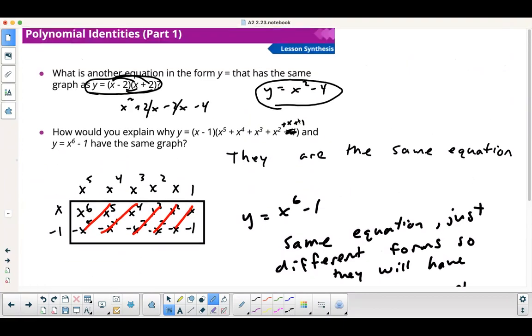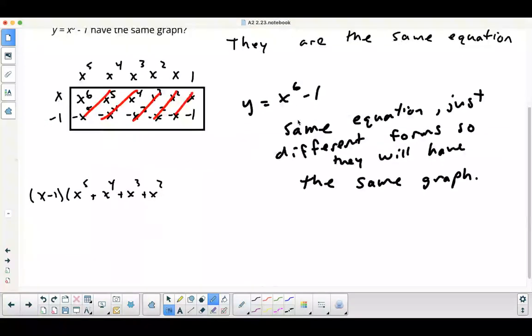Oh, wait, you don't have this one in your book. Okay, so this should have an x. I'm looking at it in my book, and it does. So if you were confused about that, I apologize. All right, there we go. This is equal to x to the 6th minus 1. Okay, so this is called an identity because they're equal.